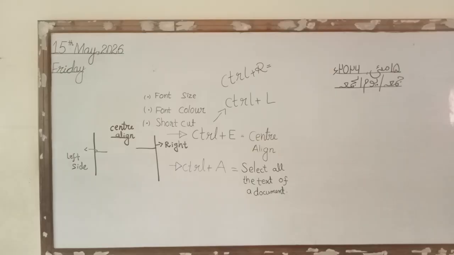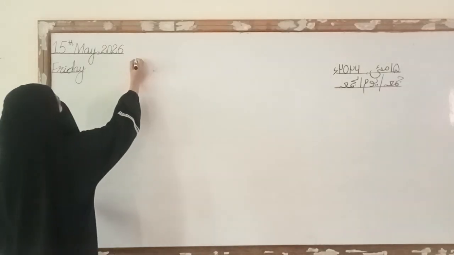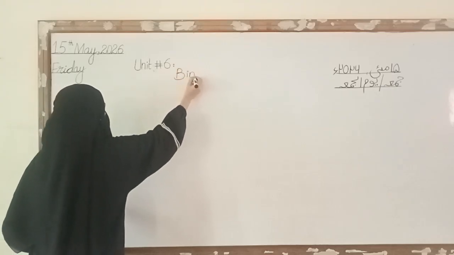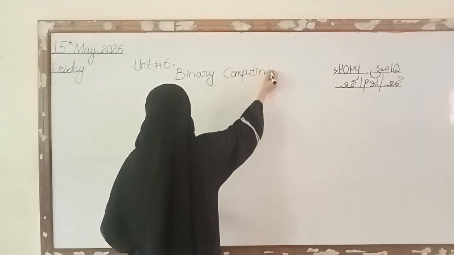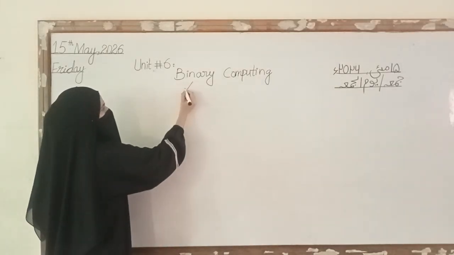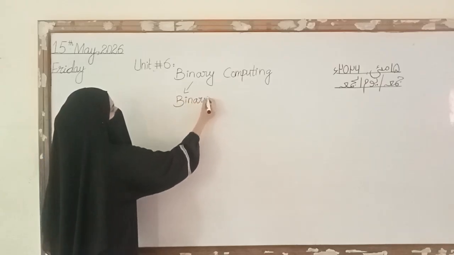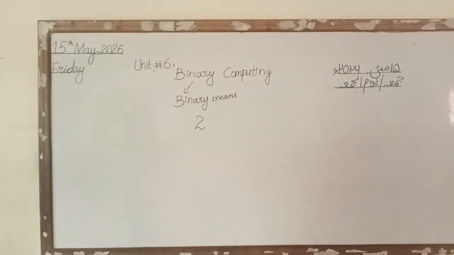Now we are going to start a new topic, which is unit number 6, binary computing. Based on all the number systems, that's why they have given it the name binary computing. Computing means calculation and binary means 2. I want to explain the meaning of binary and computing. Binary means 2. It means it has only two numbers, which are 0 and 1.